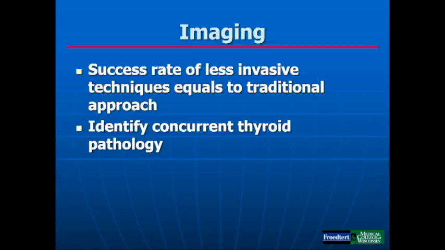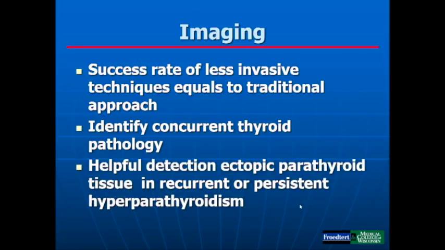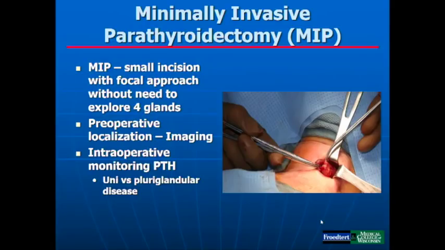But not only that, the importance of imaging is also to identify concurrent thyroid pathology. Understanding most of these patients, as we heard in previous lectures, because of the large prevalence of thyroid nodules, it's not unusual that when we look for parathyroid adenomas, we also look for thyroid nodules. And again, the imaging is essential to detect ectopic parathyroid tissue or in recurrent or persistent hyperparathyroidism.